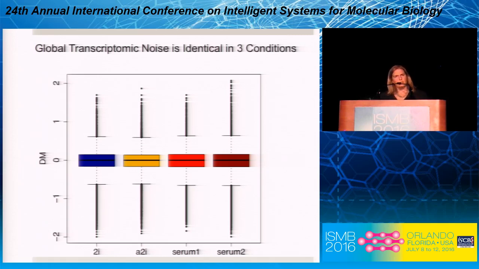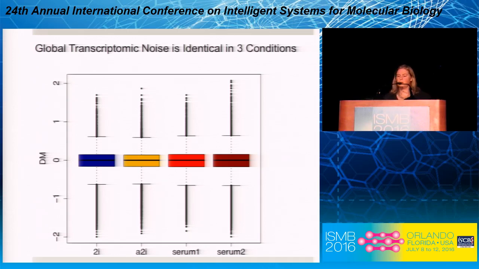And so this was really surprising because, as I said, we know that there are Nanog fluctuations in serum, but not in 2I. So we know that the cells look large, small, different shapes and sizes in the serum, but not in 2I. So why are we getting the same global noise across the conditions?